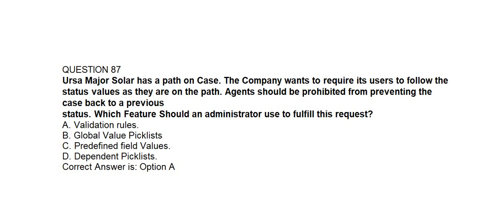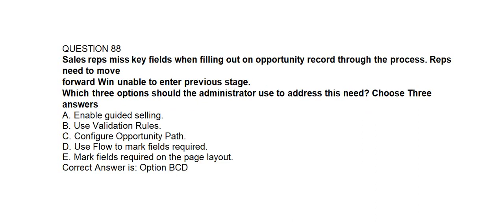Option A. Validation rules. Option B. Global value picklists. Option C. Predefined field values. Option D. Dependent picklists. Correct answer is option A. Validation rules.